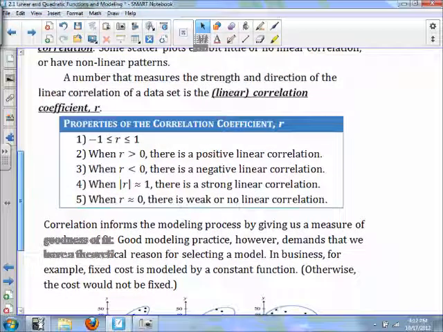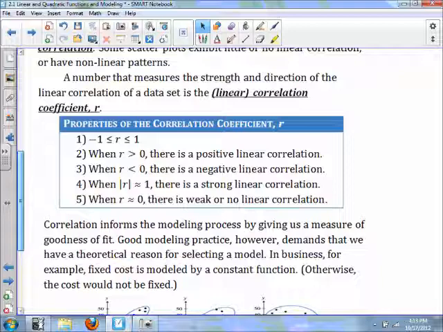So if we talk about these linear correlation coefficients, the correlation coefficient is always going to be between -1 and 1. When R is greater than 0, it's a positive linear correlation. When R is less than 0, there's a negative linear correlation. When the absolute value of that R value is 1, or about 1, there's a strong linear correlation. When it's about 0, there's weak or no linear correlation.